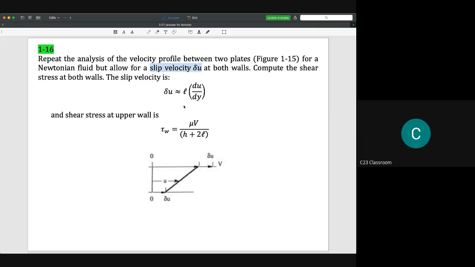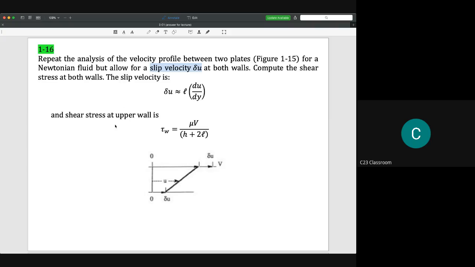In this question, it gives us the value of the slip velocity delta U is equal to L du dy. Normally the slip velocity amount will be given to make our calculation easier.